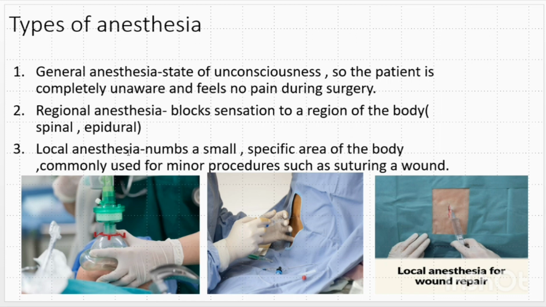When it comes to local anesthesia, it means numbness to a small area or a specific area of the body, commonly for minor procedures such as suturing a wound. You can see this picture. There is a wound or an incision here. They are injecting some local anesthetic here into the subcutaneous region. So here the area will be numb. This area will be a no-sensation area.